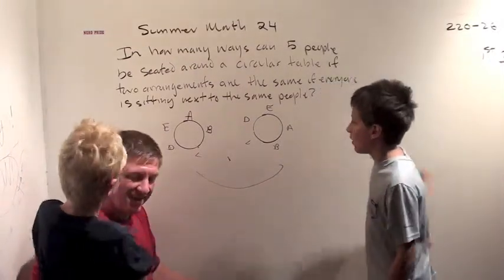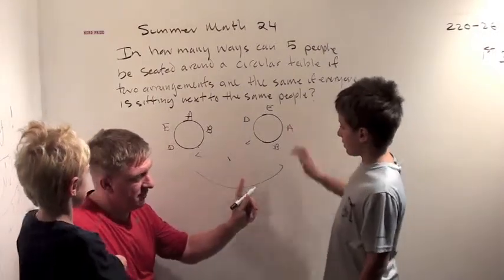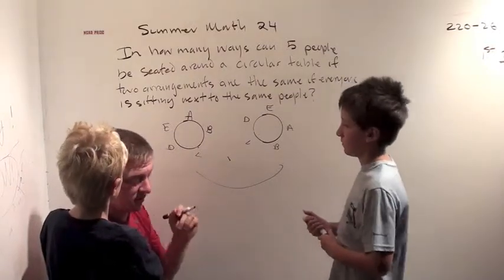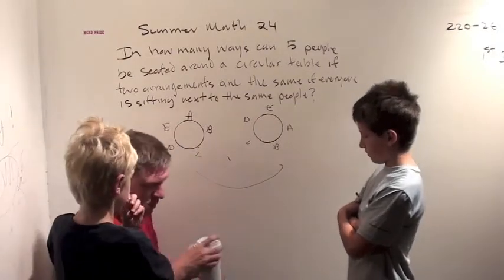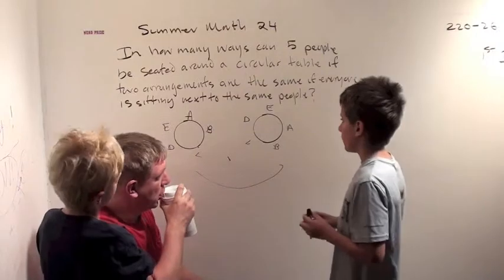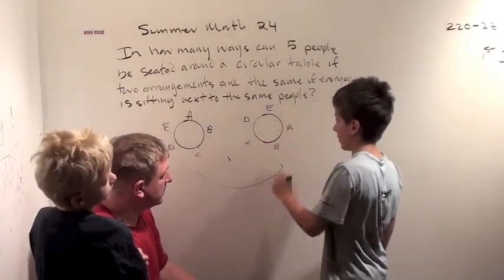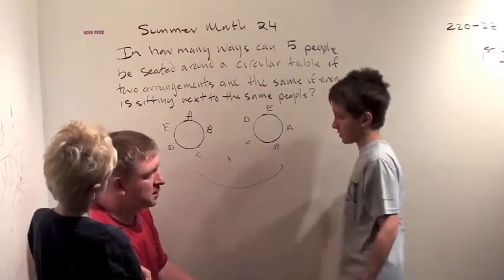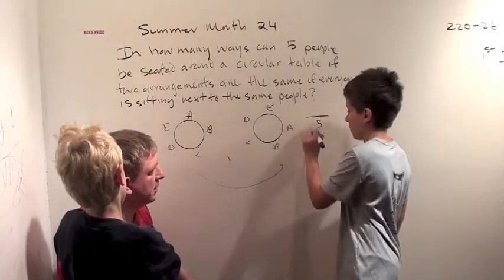Well, I have an idea. You understand the problem? Do you have any ideas? You can tell your idea. Go ahead. Well, the table can be rotated 5 different ways, because each person can go in 5 different places. Okay. So this is going to divide our total by 5. Does that make sense to you?